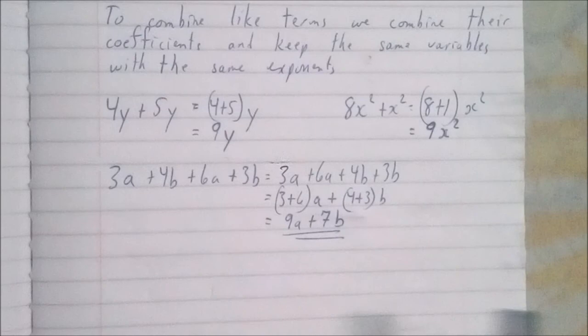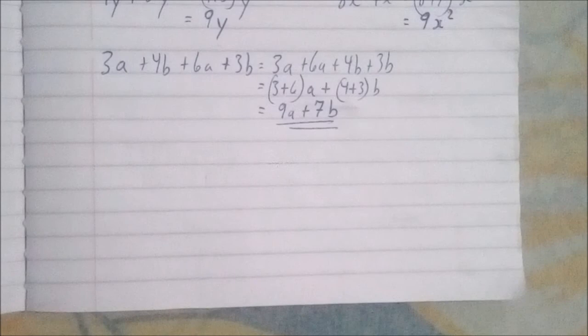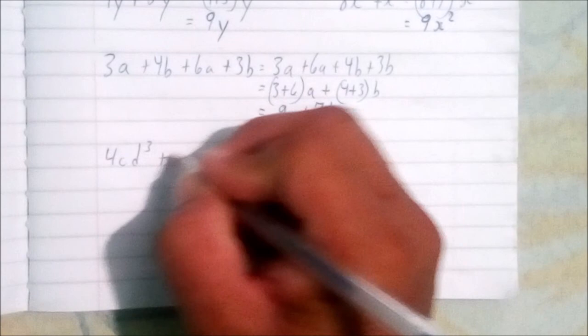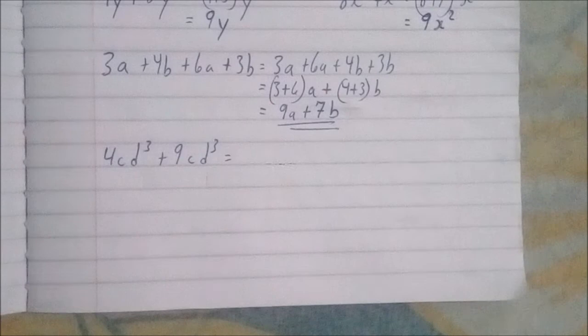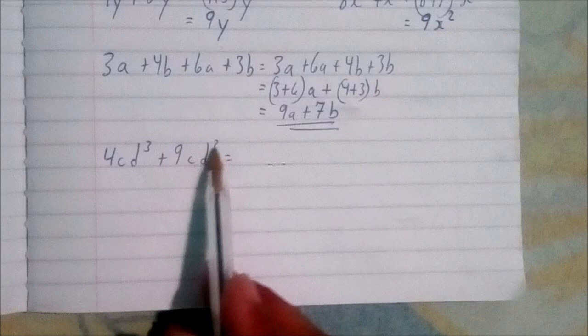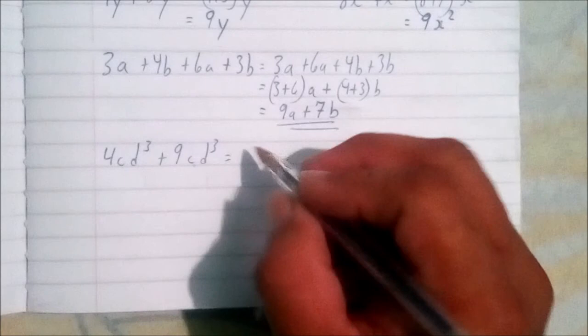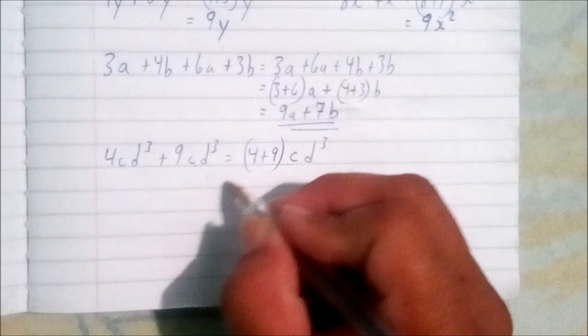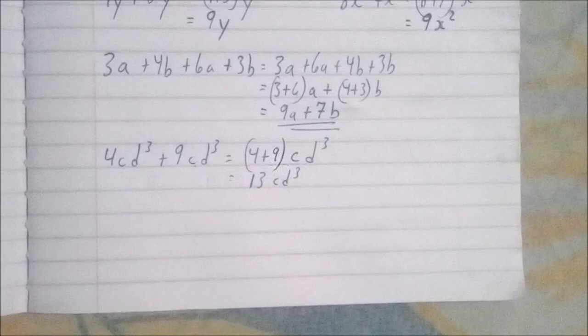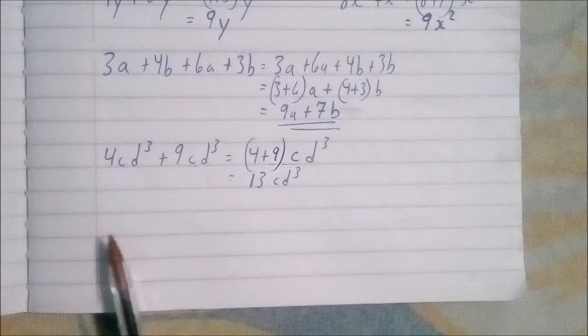Let's go with one where we see powers. So consider that you have 4cd cubed plus 9cd cubed. Can we combine them? Are they like terms? Yes. Same power of c, same power of d's. So they are to the power of 3. So how are we going to combine them? We're going to say the coefficient. Now we're going to say (4 plus 9) cd cubed. Now 4 plus 9, that will give us 13cd cubed. And that's our solution for that one there. This example suggests that to add like monomials, we simply combine like terms. This is what this is saying.